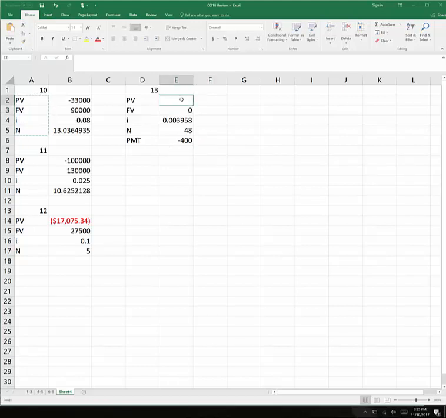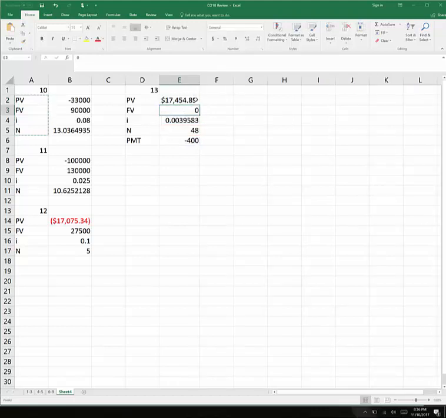So let's see how much we can borrow. So present value, we have our rate, our number of periods, our payment, and our future value is 0. So you're going to put in a negative payment there. And you end up with $17,454. That's how much you could borrow.